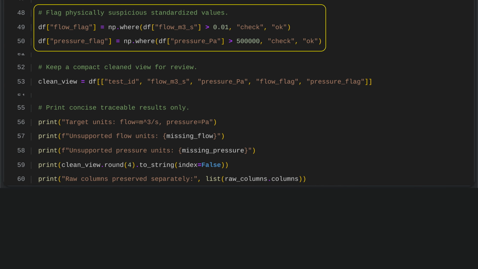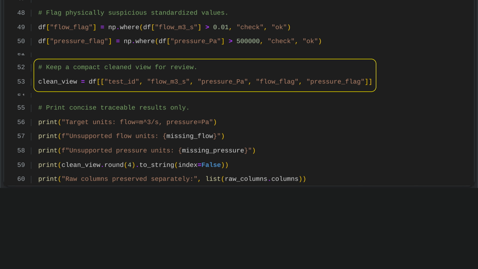After converting units, the data is checked for unusually high values. Flow rates above 0.01 cubic meters per second and pressures above 500,000 pascals are marked for review, while values within those limits are marked as acceptable. This helps identify measurements that may be physically unrealistic or unexpected.